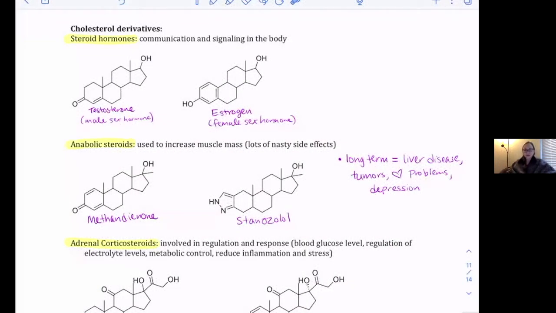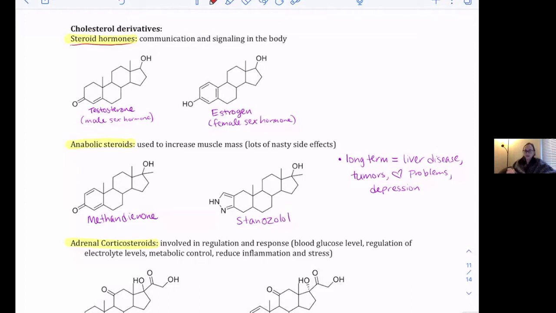Okay, so we're going to look at some derivatives of cholesterol and what they're used for and what kind of classes we have of these. So our first one is going to be the class that are steroid hormones. At least personally, this is where I see steroids the most often, when talking about hormones. So testosterone is the first molecule here.